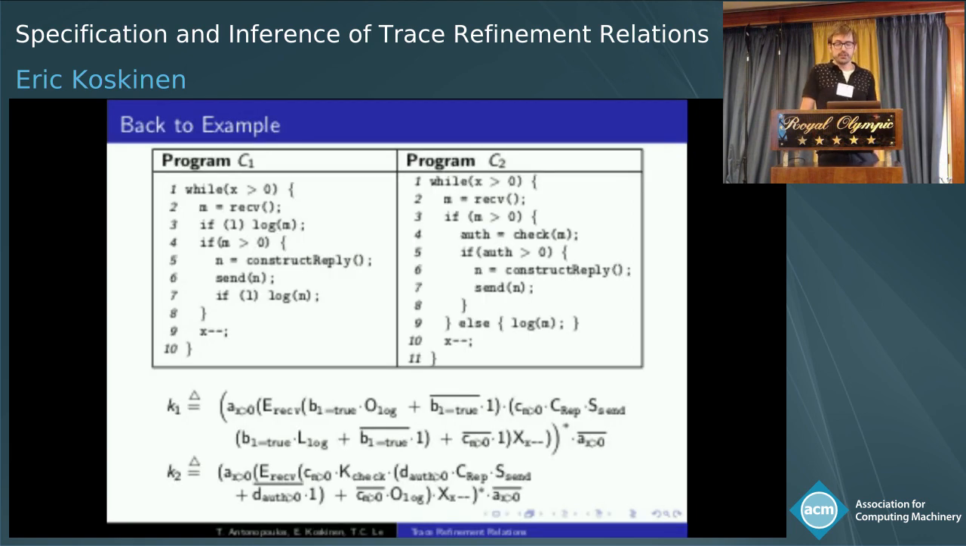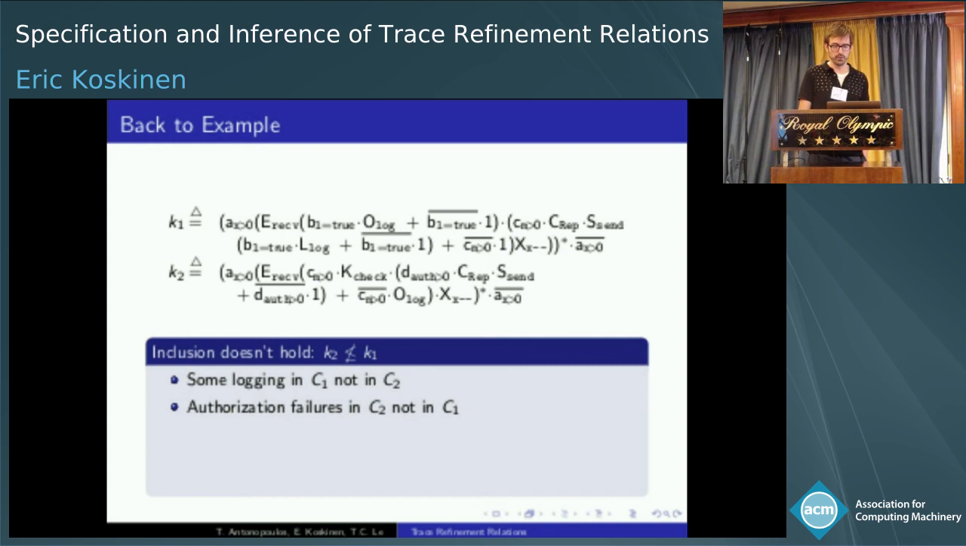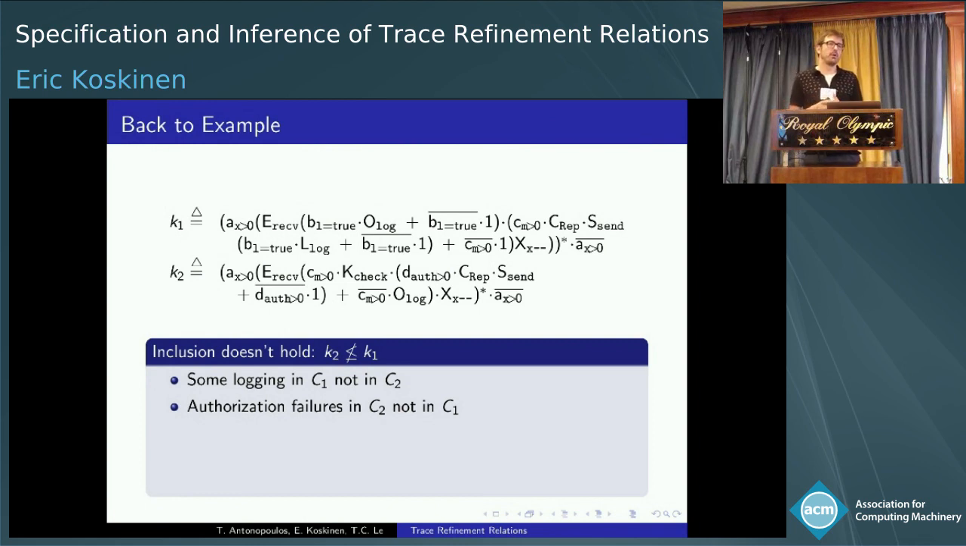And of course, we could do something similar for the other program, and then here we get K2. So this is convenient because now we've gone from a program to an equational theory that's easier to work with in many ways. Okay, so now back to the question of how these programs relate. So inclusion here doesn't hold. It's not the case that K2 is contained within K1 using KAT containment. And we know this, of course, because there was some logging in C1 that was not in C2. There was also authentication failures in C2, and that notion of authentication was not in C1.